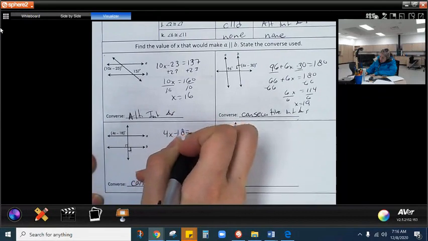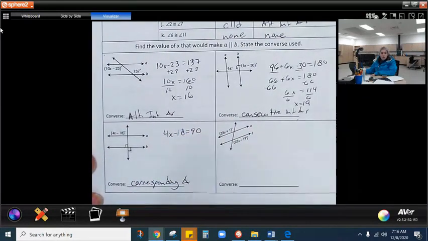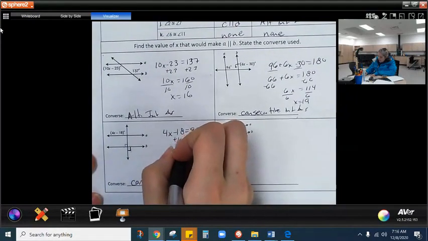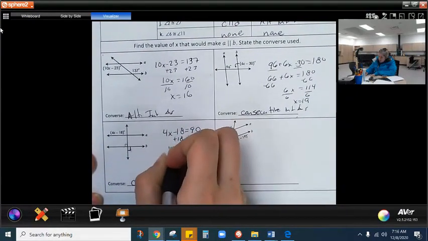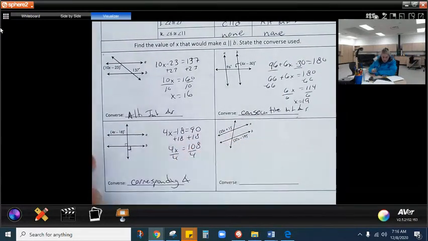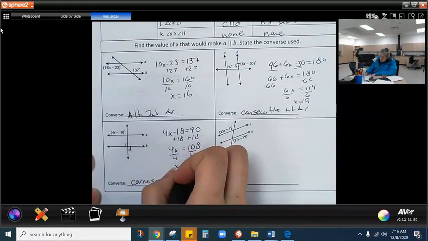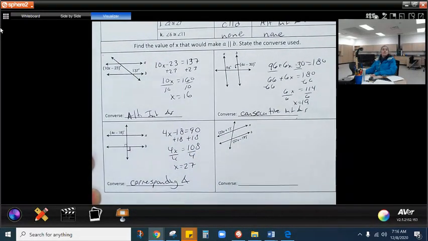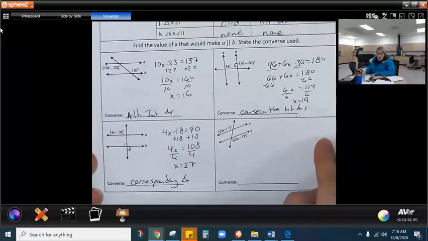So 4x minus 18 is equal to 90. Let's just write the little square thing there. We know it means 90. Then we have to add 18 on both sides. So we get 4x is equal to 108. We divide by 4 and we get 27. My favorite number. I should know that.